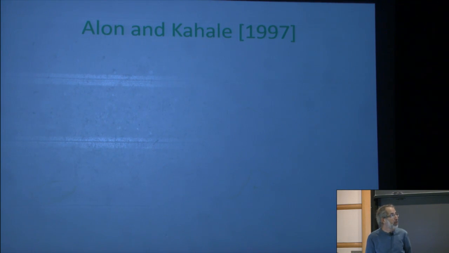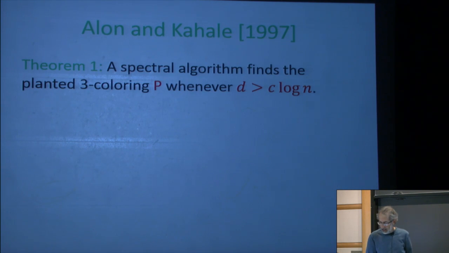A very important development is this algorithm of Alon and Kahale from 1997. They presented one result, but I'll break it into two. One of them is a spectral algorithm: you look at the adjacency matrix of the graph, compute eigenvalues and the eigenvectors that correspond to them, and from them you recover the coloring. A basic spectral algorithm finds the planted coloring whenever the average degree is larger than a constant times log n.